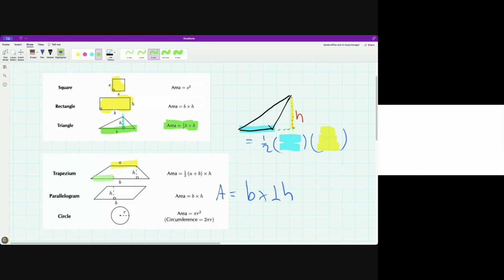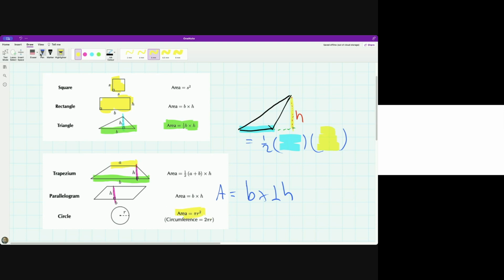And then for the trapezium, all we need to do is look at the parallel sides. So these are the two parallel sides in a trapezium. We add them together and divide them by 2, or add them together and times by half, and then just multiply by the perpendicular height in the same way that we do it here. And then the one that we've done already, the area of a circle is just pi r squared.